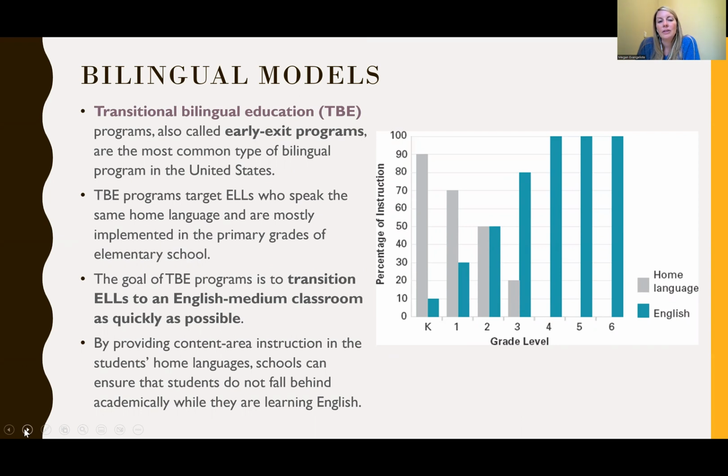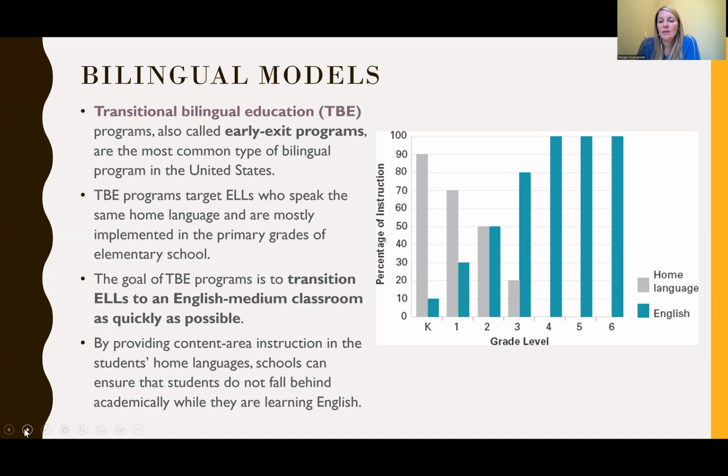So the first bilingual model is the Transitional Bilingual Education Program, or TBE. They're also called early exit programs, and this is the most common type of bilingual program in the US. So TBE programs target English learners who speak the same home language and are mostly implemented in the primary grades. The goal of TBE programs is to transition ELLs to an English medium instruction classroom as quickly as possible. And by providing content area instruction in the student's home language, schools can ensure that students do not fall behind academically while they're learning English.